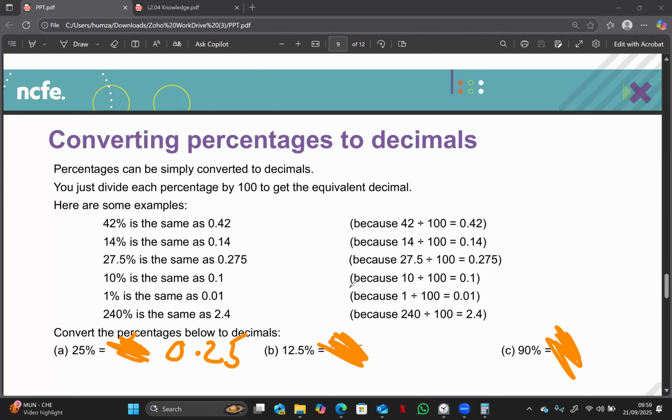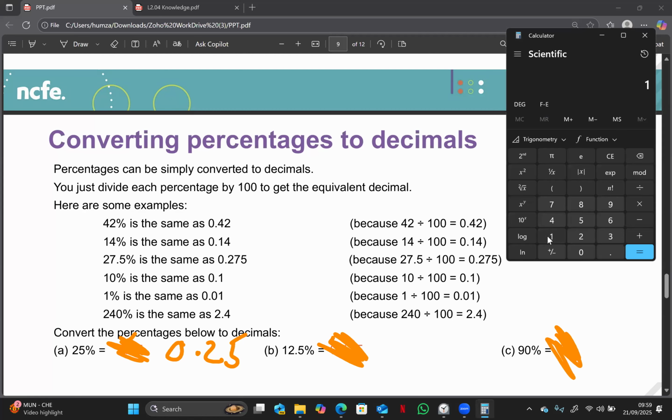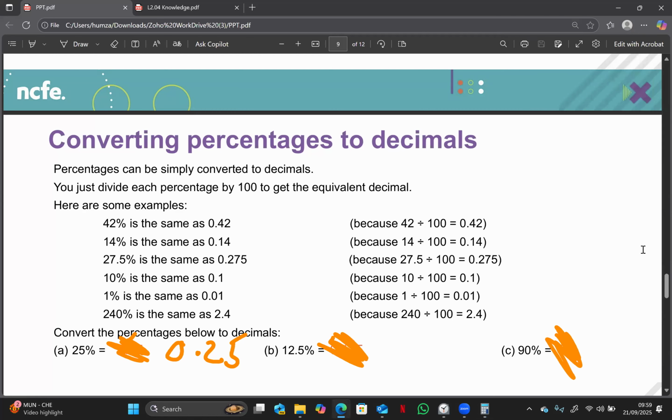Come on. 12.5 over 100. Calculate. One second, let me get my calculator. 12.5, we said. Can you see the calculator on my screen? Over 100, divided by 100. Yeah, that's what we said. 0.125. Remember, we just discussed this.